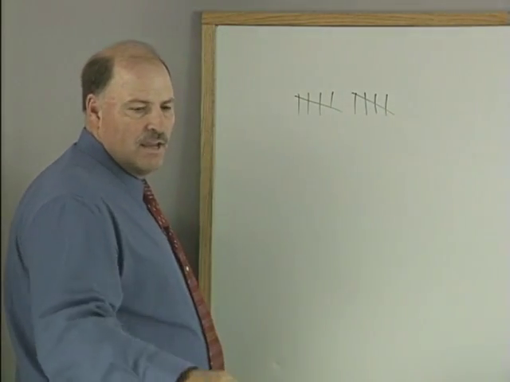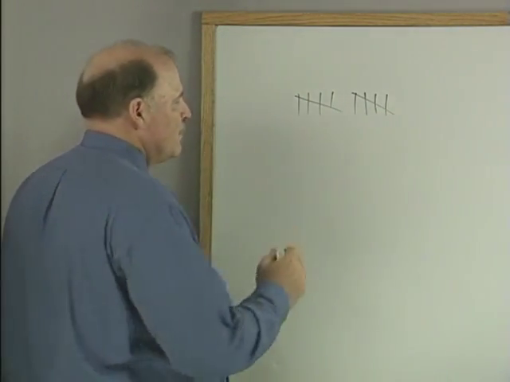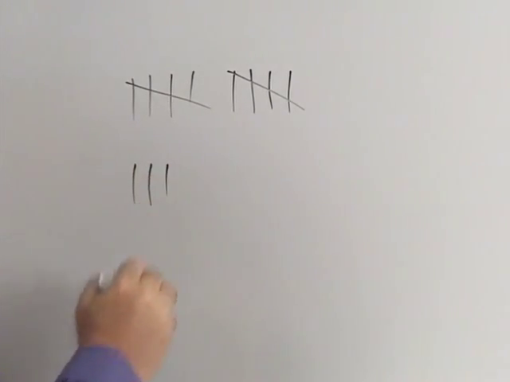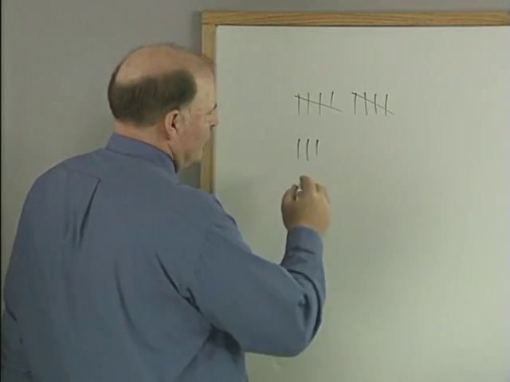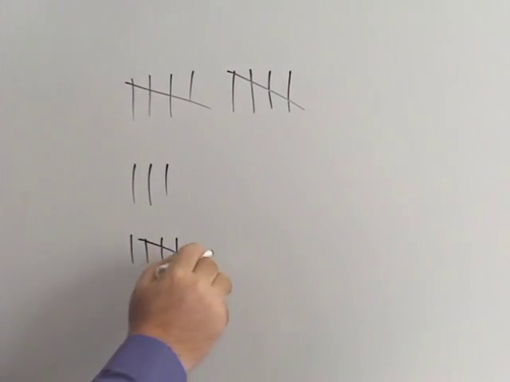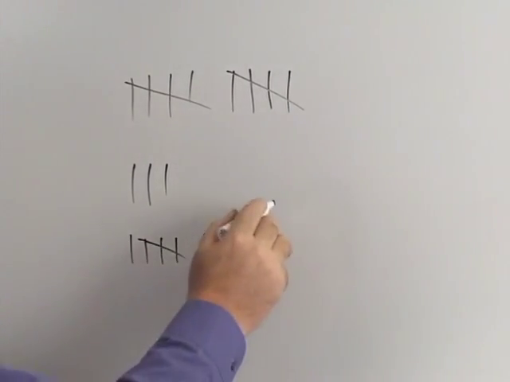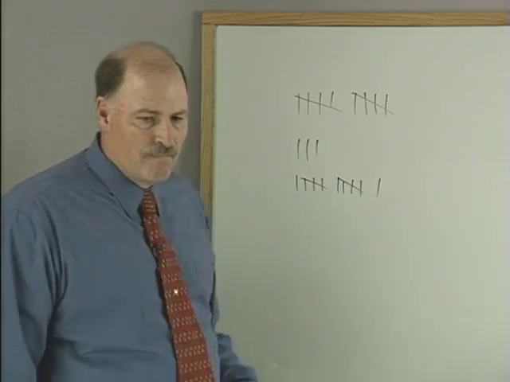So show me 3 with your tally marks. 1, 2, 3. Okay, show me 11. 1, 2, 3, 4, 5, 6, 7, 8, 9, 10. 11, right? Okay.